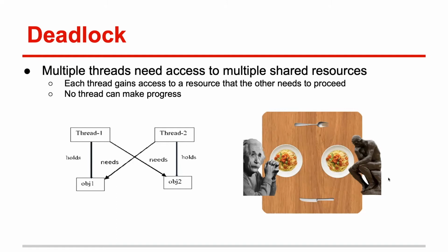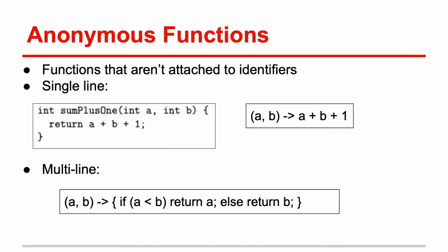And same thing here with your dining philosophers example. If Einstein here grabs the knife, and then the thinking man grabs the fork, but these philosophers need both utensils to proceed, then we see that nobody can actually start eating. So yes, that will be concurrency.